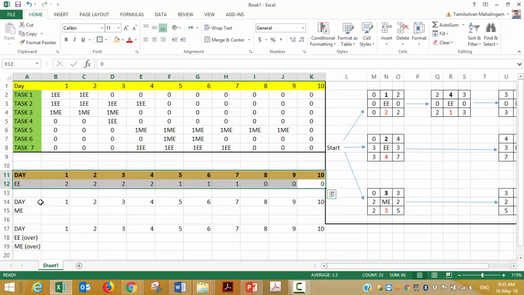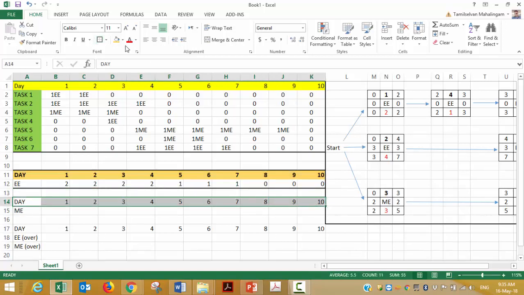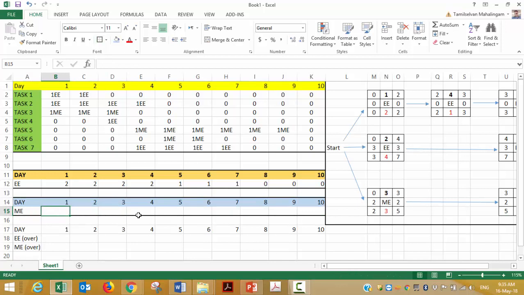All right. Similarly, I need to find what my mechanical engineer requirements are each day. So day 1, I need how many? 1. Day 2, 1, 1, 1. I need 2 mechanical engineers. 2, 1, 1, 1, 0. So I'm done with this as well, isn't it?